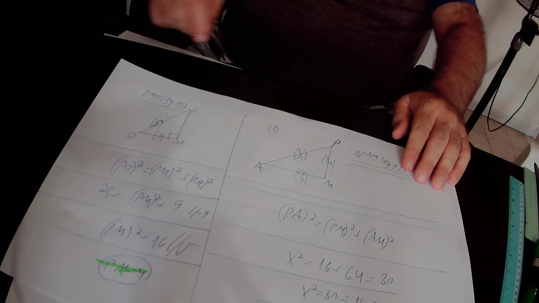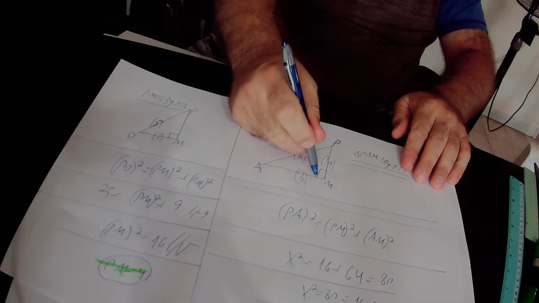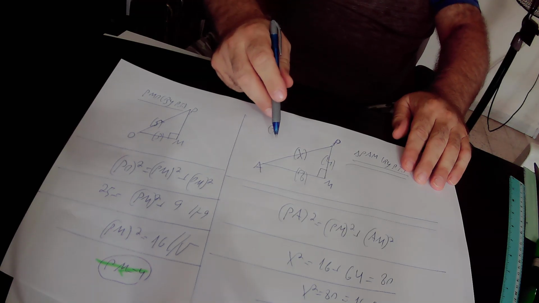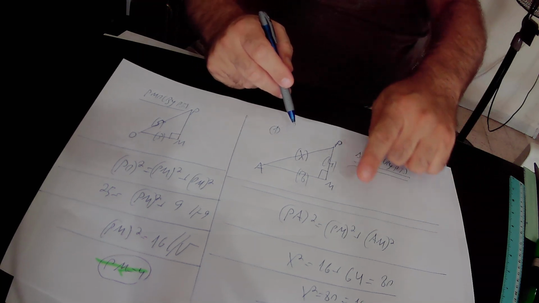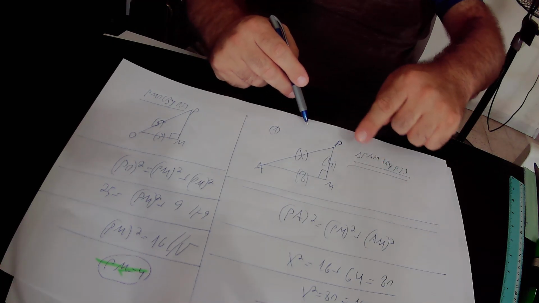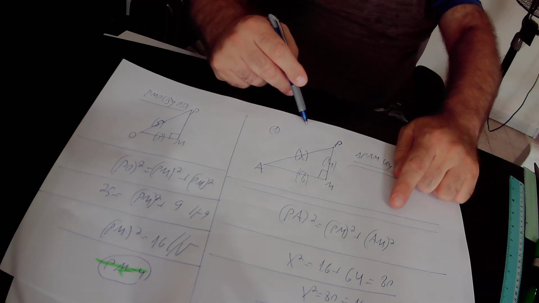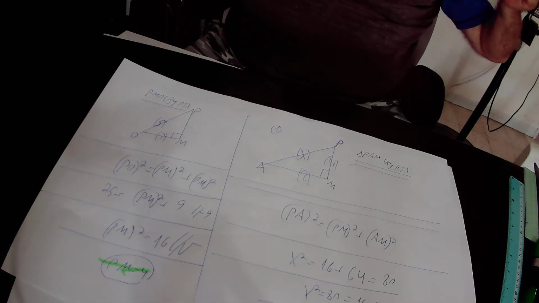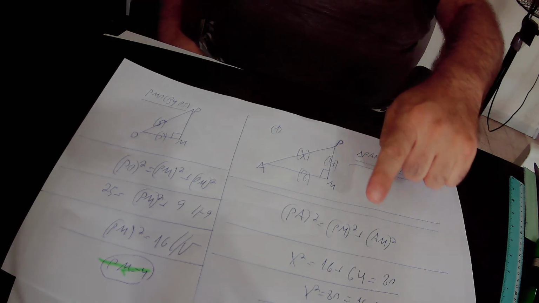AM is 8. So according to the Pythagoras theorem, in this right triangle APM, PA squared, that is the square of the hypotenuse, equals PM squared plus AM squared. PA is x, therefore PA squared is x squared, and it equals PM squared. PM is 4, therefore PM squared is 4 squared, that is 16, plus AM squared. AM is 8, therefore AM squared is 8 squared, that is 64. So in total we find that x squared equals 16 plus 64, that is 80. x squared equals 80.